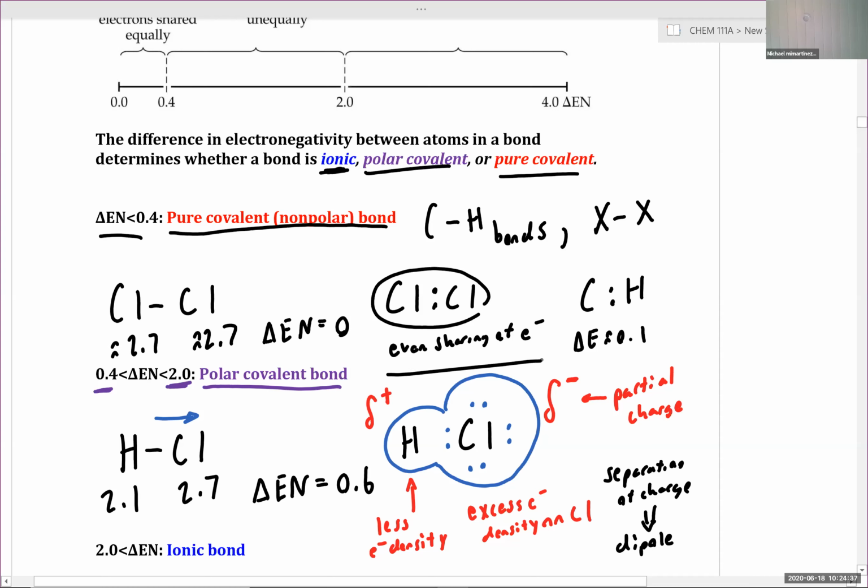We draw our dipole as an arrow starting from our partially positive element, typically our least electronegative element, and pointing towards the region with the most electron density, with the partial negative charge, or the most electronegative element. As we can see, when there's a difference in electronegativity, we end up with an uneven sharing of electrons. So in a polar covalent bond, I'd like you to think of it as the idea of uneven sharing of electrons.